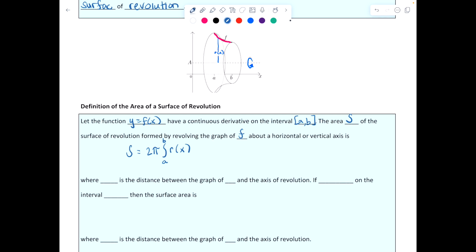And times the square root, this is from your arc length formula, right? Times the square root of 1 plus f prime of x squared, and then dx, with respect to x. Groovy?